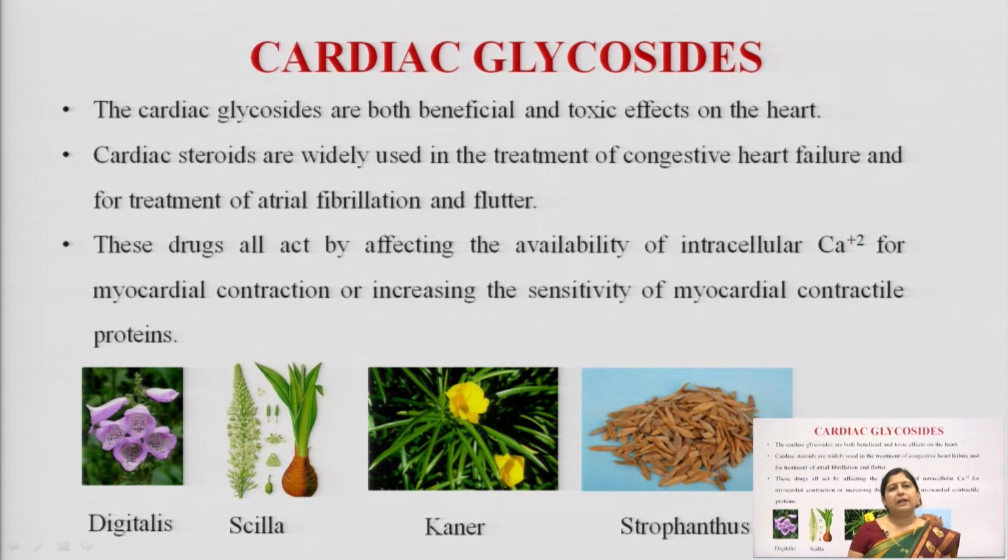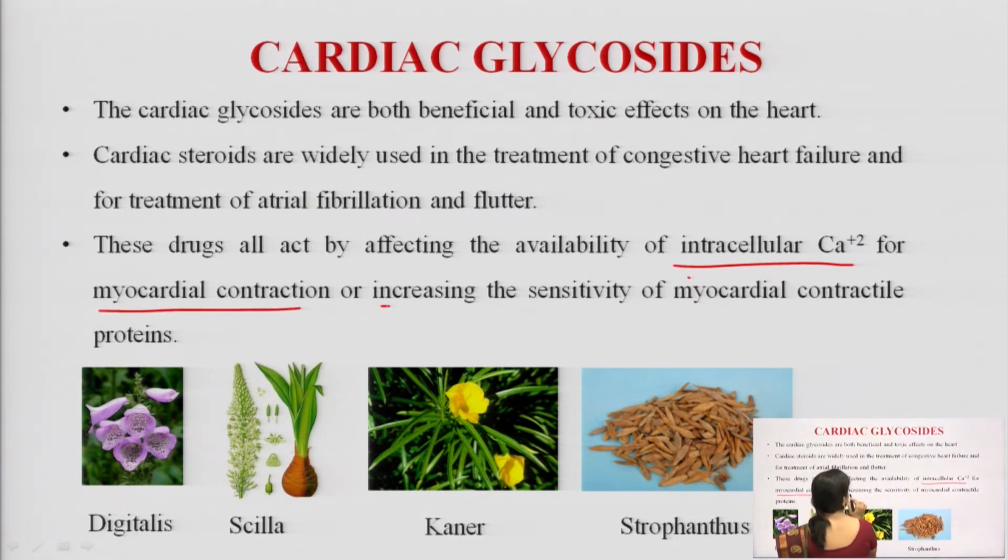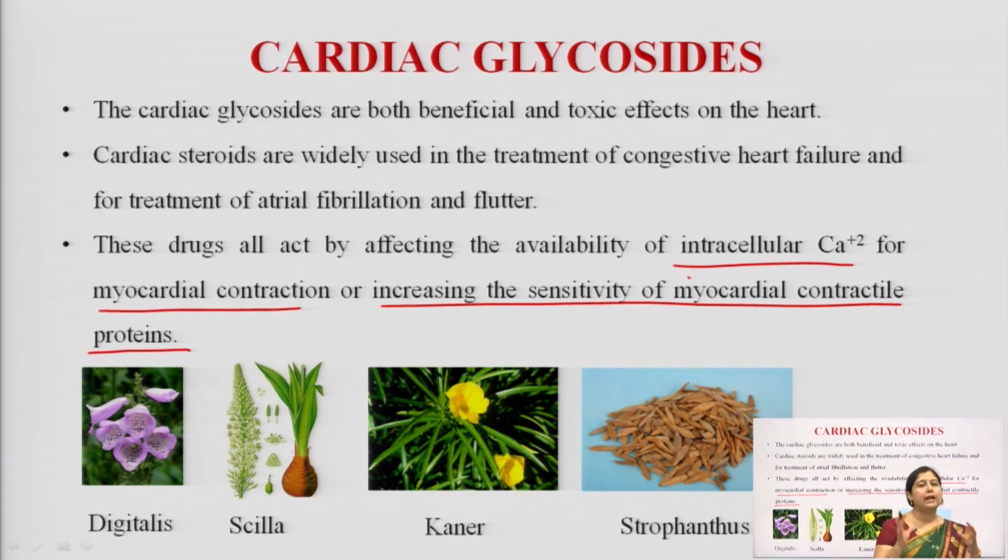Generally, the cardiac glycosides have both beneficial and toxic effects on the heart, so they have to be used very judiciously. Cardiac steroids are widely used in the treatment of congestive heart failure and for the treatment of atrial fibrillation and flutter. These drugs all act by affecting the availability of intracellular calcium for myocardial contraction, or by increasing the sensitivity of the myocardial contractile proteins. So, it helps in the forceful contraction of the heart. When the heart is in an enlarged state, it brings it back to its normal activity.